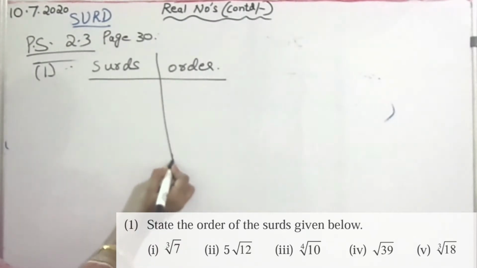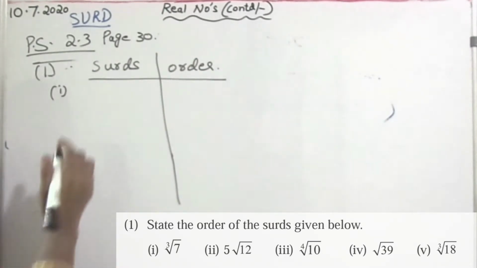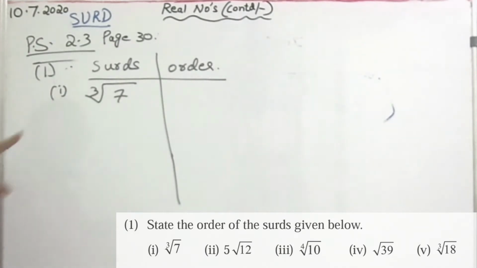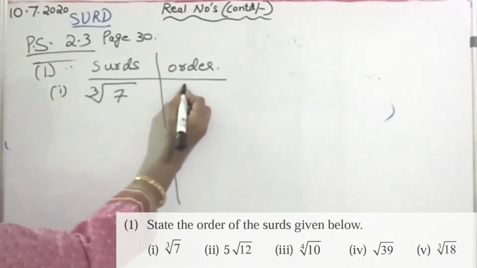Okay. So the first one is cube root of 7. Come on, recognize the order. Order is the one which is inside this basket. I told you, it looks like a basket. So this one is the order. What is the order? 3.